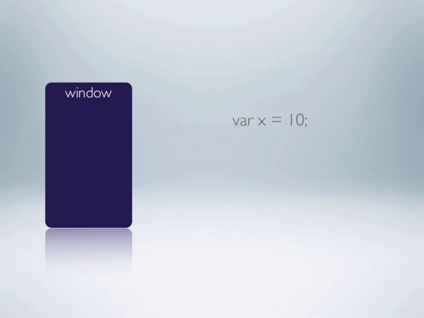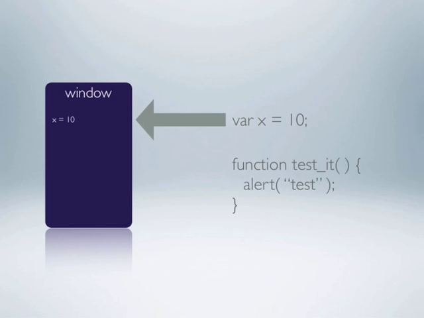For example, we declare a variable called x and assign it a value of 10. What we're actually doing is creating a new attribute of the window object called x that has a value of 10. Whenever we create a new function, this function for example called testIt, what we're actually doing is creating another attribute inside the window object and assigning to it the new function that we've created. So the window object is always there, it's always behind the scenes.